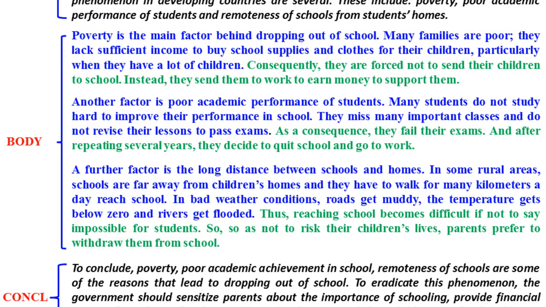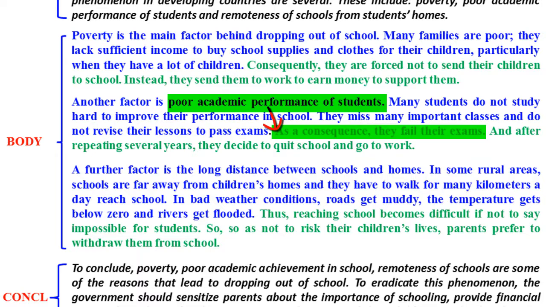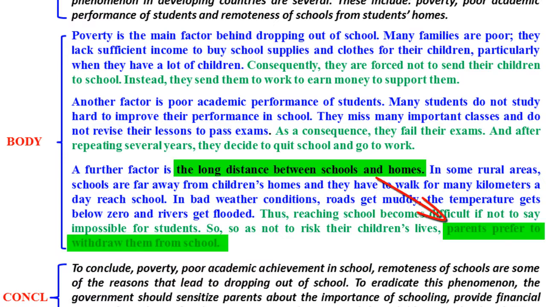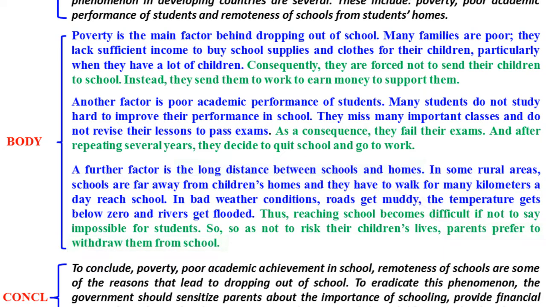Another cause of this phenomenon is poor academic performance of students. Its effect is that students fail their exams, and after repeating several years, they decide to quit school and go to work. The third cause is the long distance between schools and homes, and its effect is that parents prefer to withdraw their children from school so as not to risk their lives.